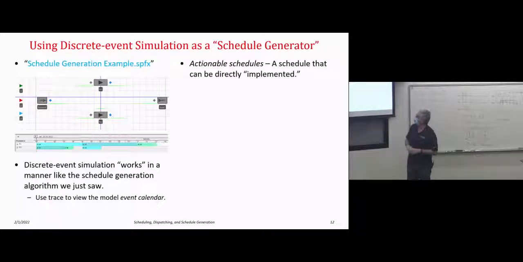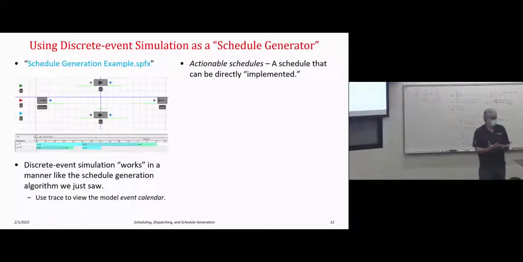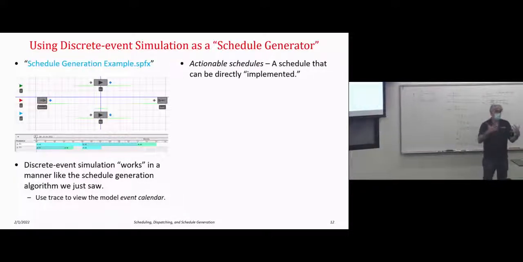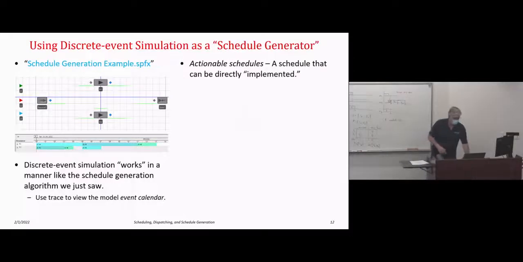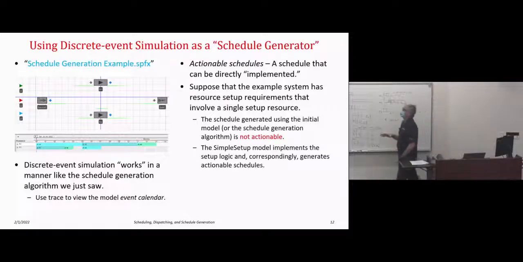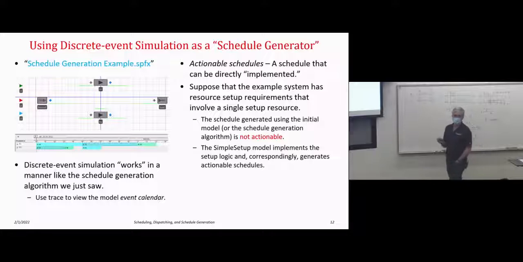At time 0, you do J1. At time 5, you do J2. At time 11, you do J3. And at R2, you say at time 0, you do J2, then at time 3, you do J3, then at time 5, you do J1. Okay? And if you can do that, that's what we mean when we say it's actionable, that you can implement it. But suppose that in our system, we have setup requirements.